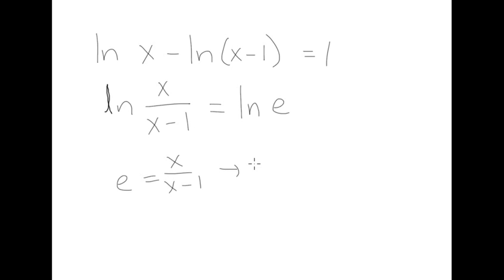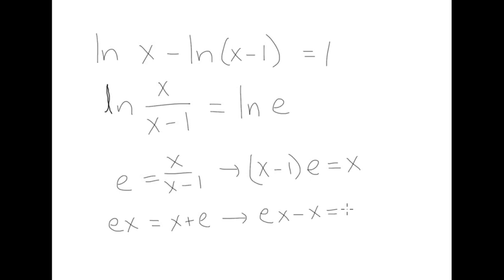We can multiply the x minus 1 to the other side, times e is equal to x. We multiply out. We get that e times x is equal to x plus e, and moving the x to the other side, we get that e times x minus x is equal to e, and finally we pull out the x: e minus 1 times x is equal to e, and get to that x is equal to e over e minus 1.